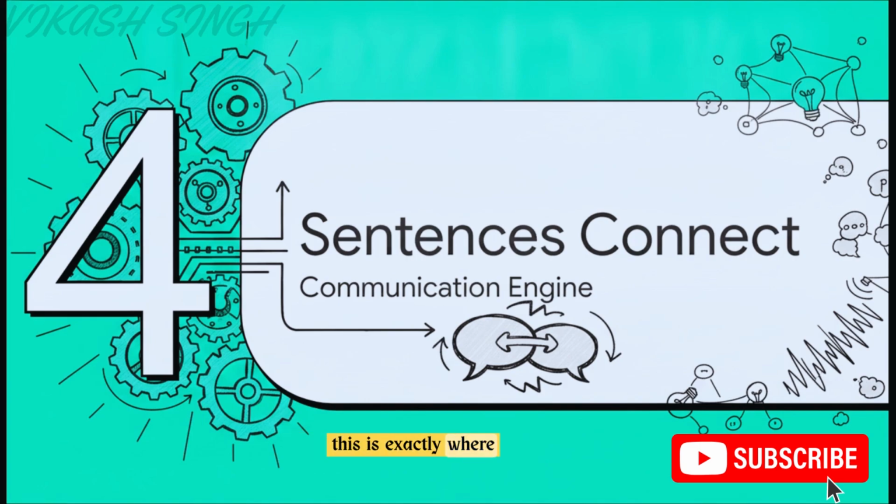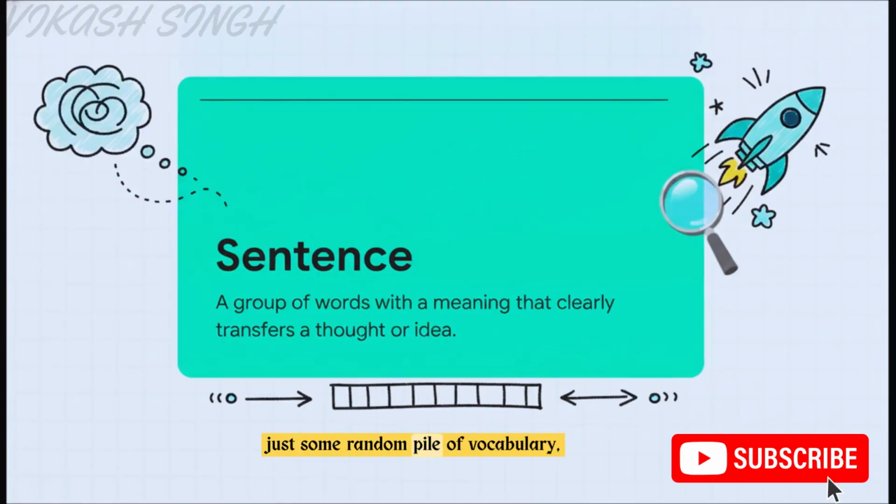And this is exactly where we see how sentence construction creates effective communication. Because a sentence isn't just some random pile of vocabulary, right? It is a meticulously constructed vehicle designed to deliver your exact thoughts. The entire purpose of language, the whole shebang, is to get a thought out of your head and successfully transplant it into someone else's. If the sentence doesn't transfer that idea clearly, it fails entirely at its one job.